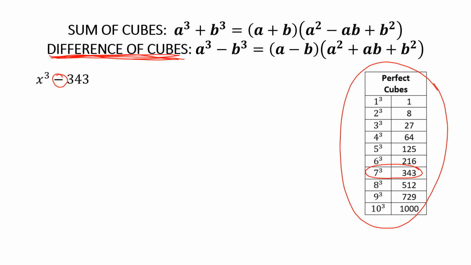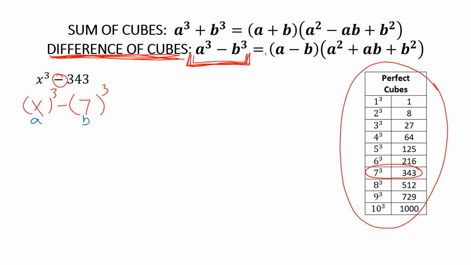And I'm going to start by making my expression look like this: a cubed minus b cubed. So the first thing I'm going to ask myself is, what am I cubing? Well, I know that x cubed is x cubed, and I know from my table over there that 7 cubed is 343. This means that I'm going to be plugging in x for all of my a values, and I'm going to go through and plug in 7 for all of my b values.